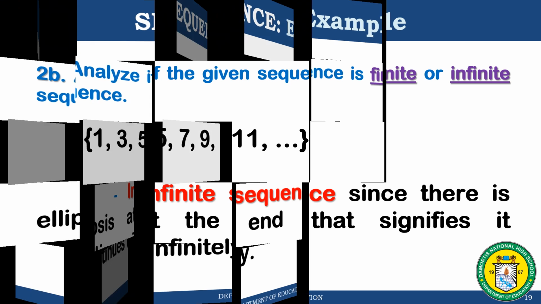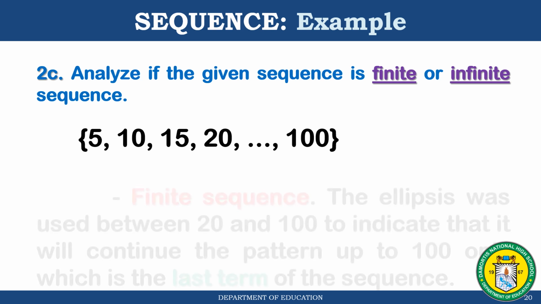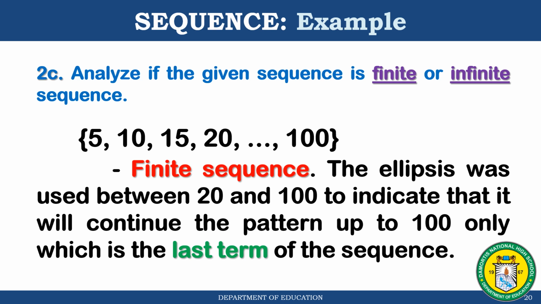And for letter C, is it a finite or infinite sequence? Yes, definitely. The answer is finite sequence. Yes, in the example, it has an ellipsis, but the ellipsis was used between 20 and 100 to indicate that it will continue the pattern up to 100 only, which is the last term of the sequence. Did you get it, class?